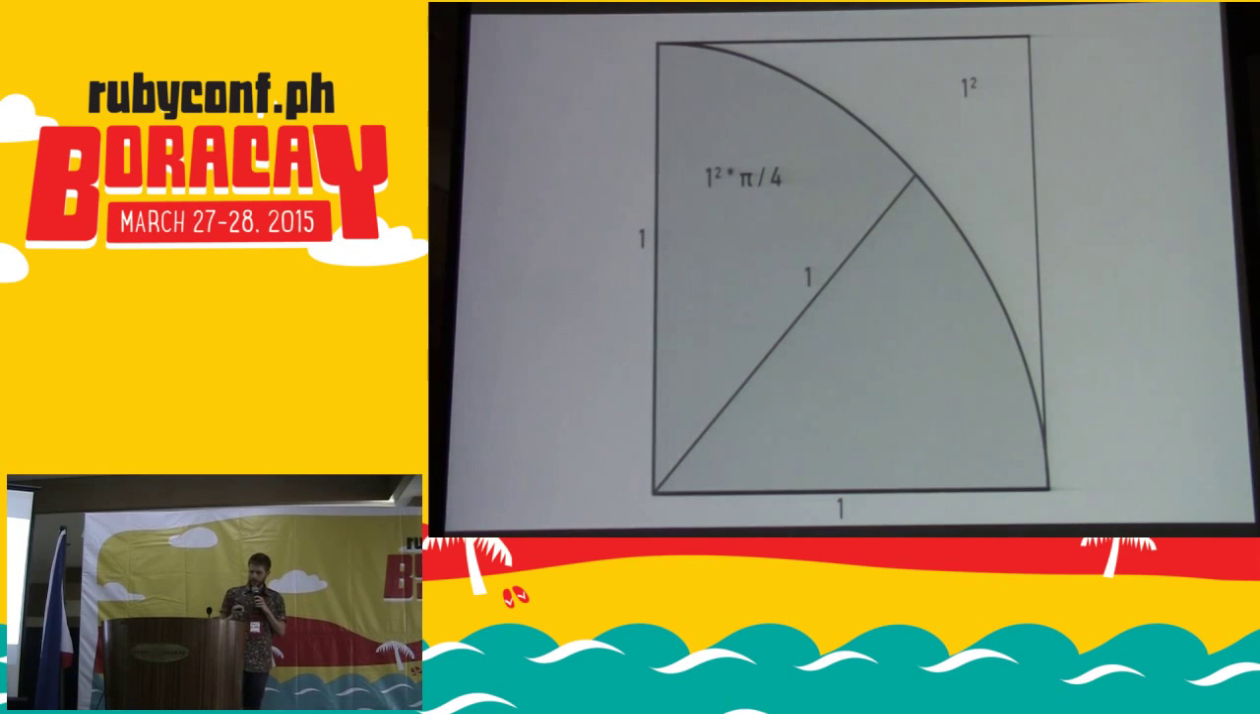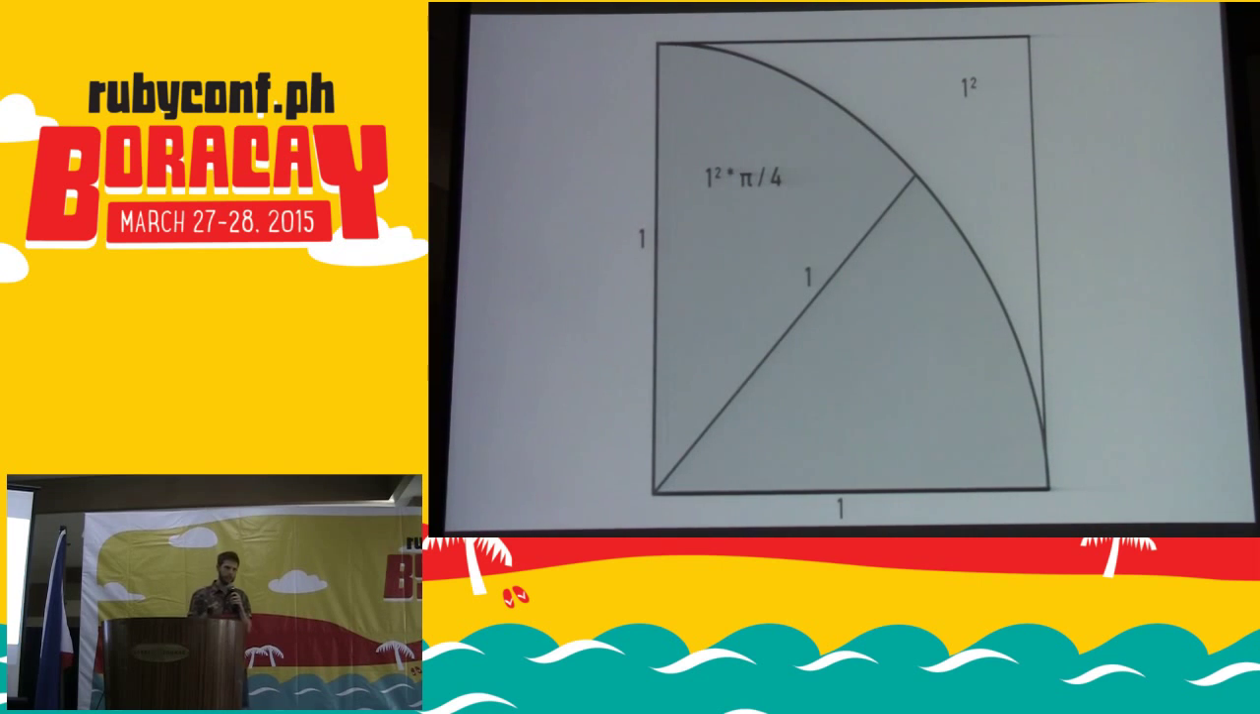So we're going to look at the hello world example of the Monte Carlo method, which is making an approximation of the value of pi. And we're going to do that with this diagram here. We have a square, which is 1 by 1, and enclosed inside it is a quarter of a circle with a radius of 1. So the area of the square is 1 squared, and the area of the quarter circle is 1 squared times pi divided by 4.